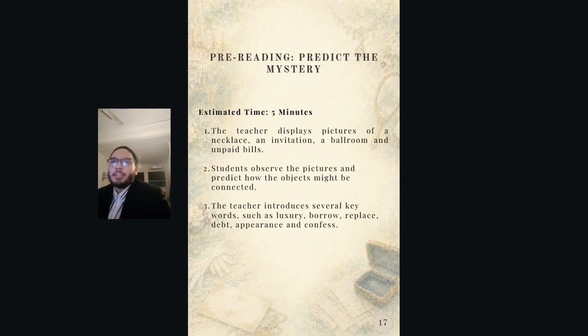And then during the pre-reading stage, they'll display pictures of a necklace, an invitation, a ballroom and unpaid bills. They'll see these pictures, and then they try to figure out what kind of activity they're going to do with these pictures. And the teacher introduces several keywords and the like.